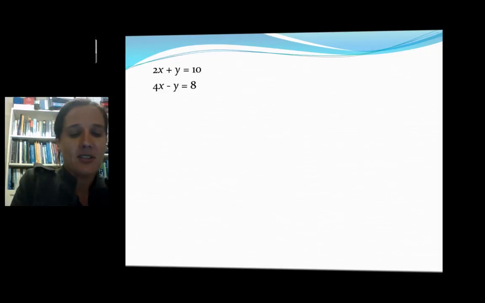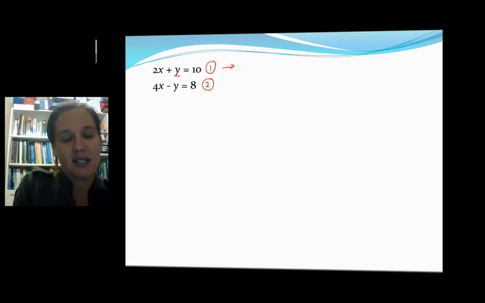Looking here at two different equations, we'll say equation 1 and equation 2. Our whole idea is to get one of these to be the subject. Here we've got 2x and we've got y, so it'd be easier to make y the subject. We've got 2x plus y is equal to 10. If we subtract 2x from both sides, 2x minus 2x cancels, and y is equal to 10 minus 2x. So this is our equation 1 rearranged.